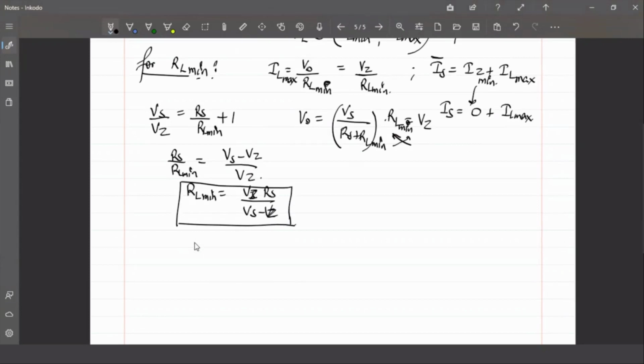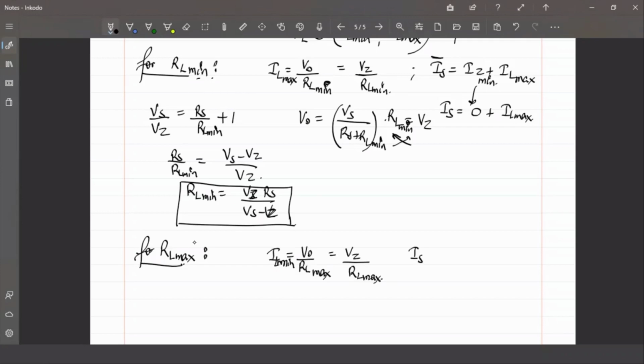Now similarly, we have to find out what the maximum value is. So for finding RL max, we know what IL is. IL is nothing but V0 divided by RL, but when we have the RL maximum value, we'll have the IL minimum value, isn't it? And V0 should be Vz at that time. This is RL maximum.